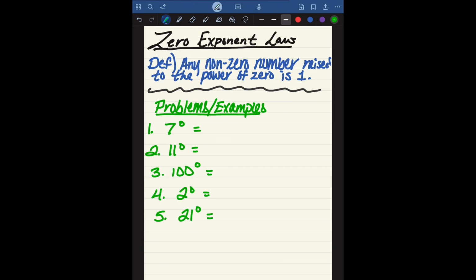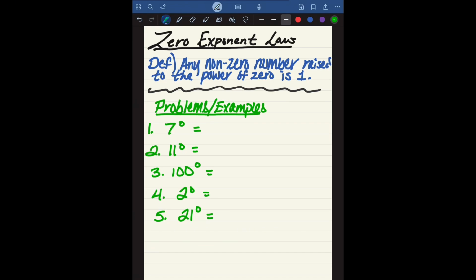Alright, so today, guys, I got a little something special. We're gonna be doing 2 lessons in one video. Our first lesson right now is the zero exponent law, because we're still gonna be continuing on the law of exponents. Our definition is any non-zero number raised to the power of 0 is 1. Very simple.